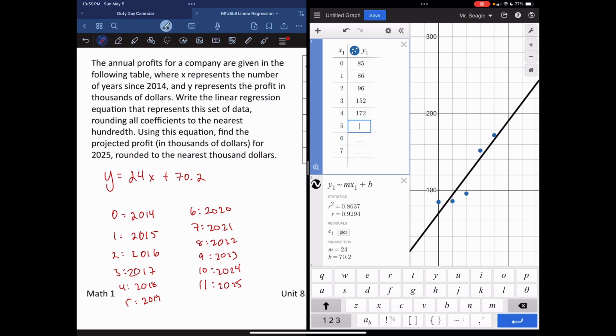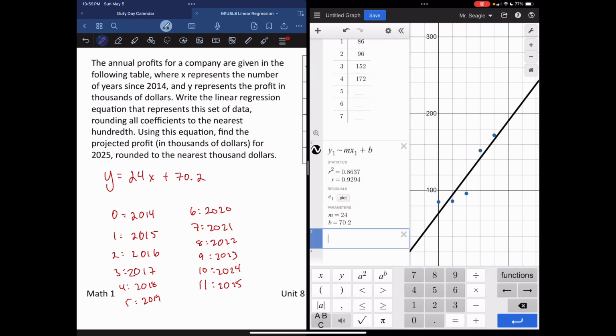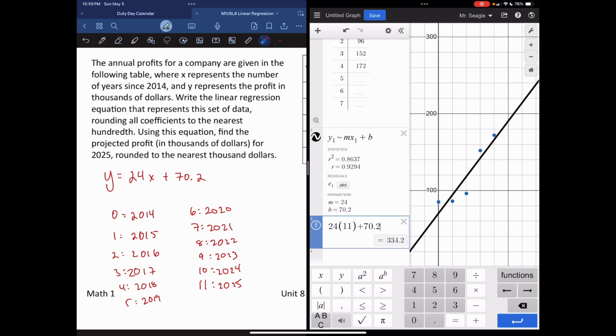in our table here. Okay, so let's do this. x is 11, so we're going to do 24 times 11 plus 70.2. So in the year 2025, we would expect the company to make $334,000. So let's go ahead and write that down.